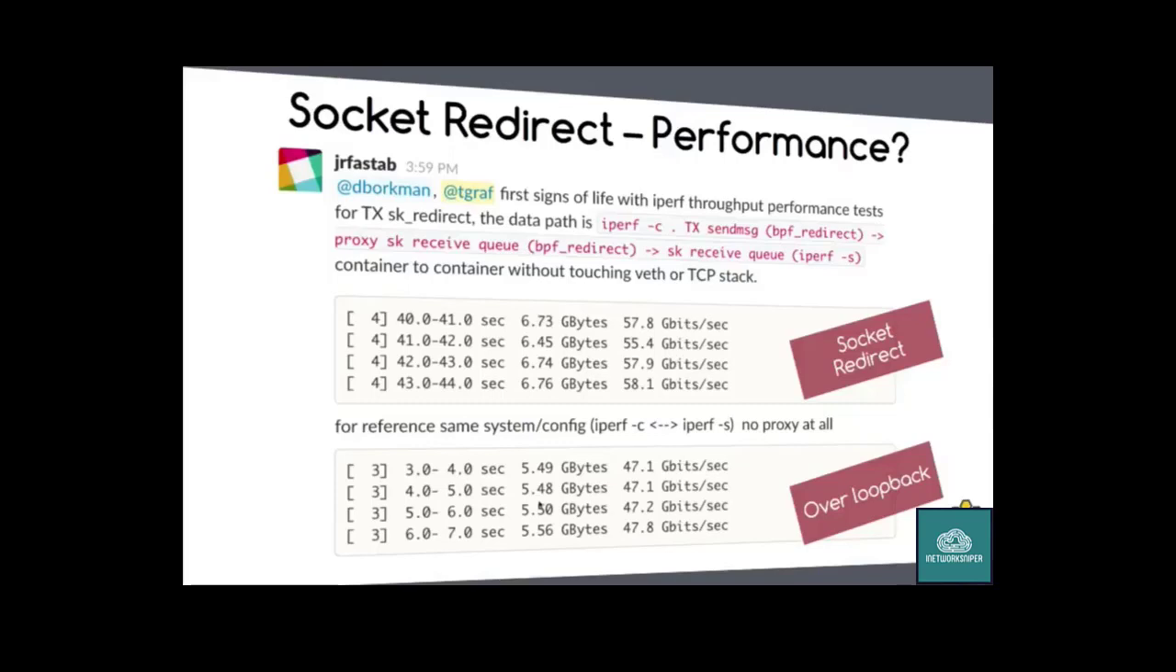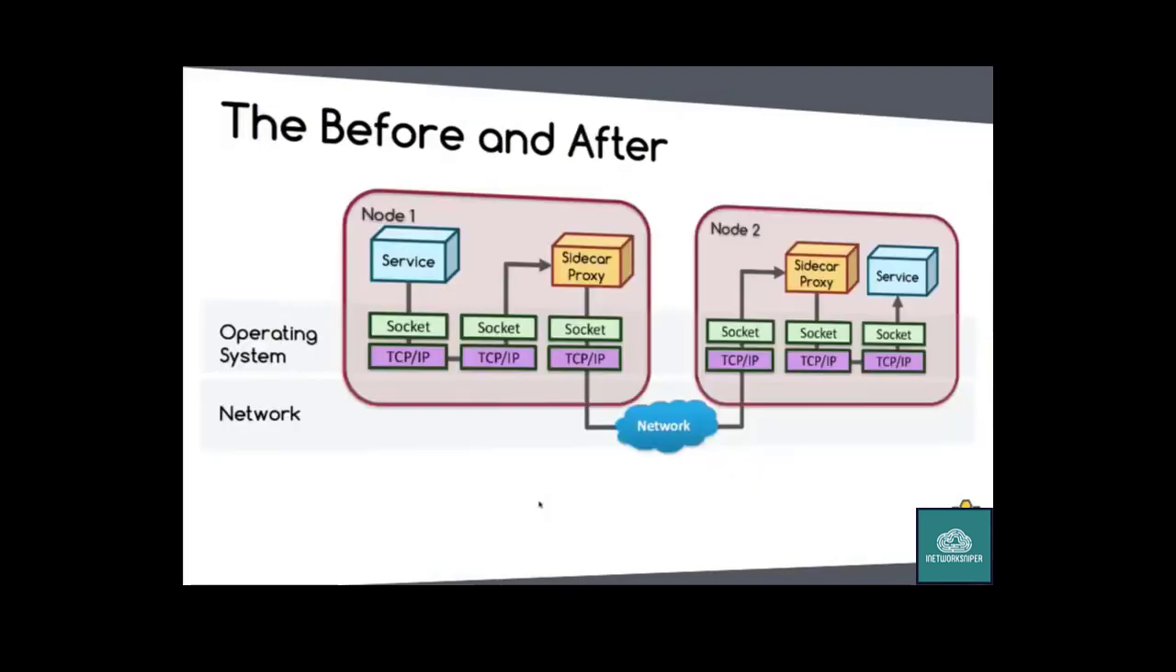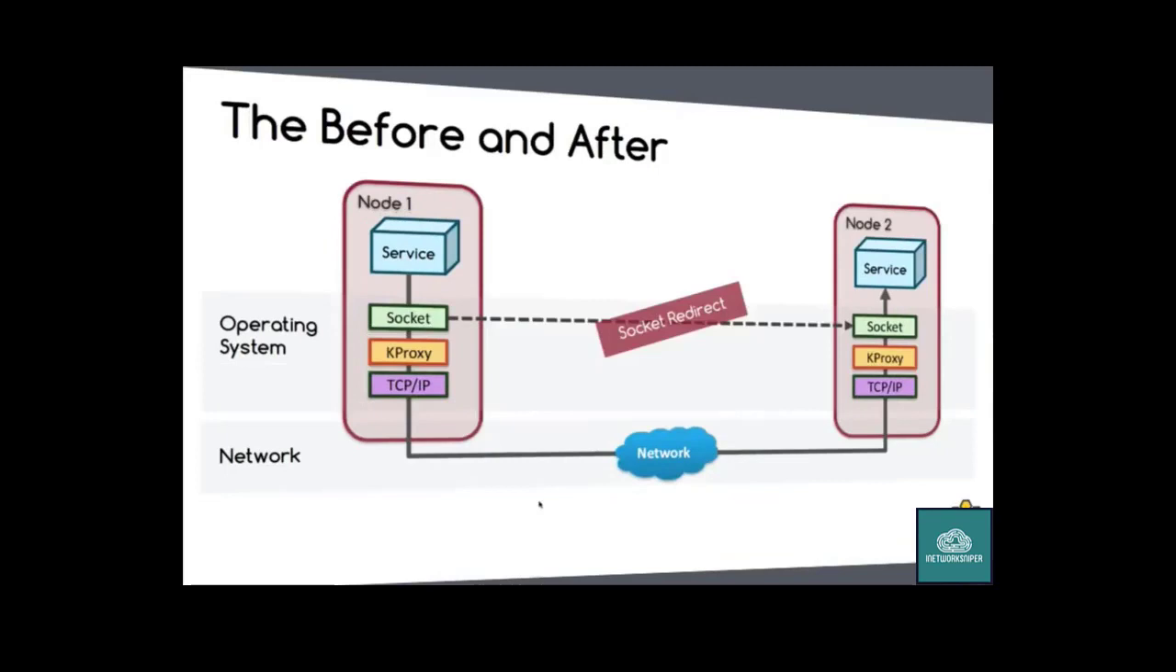The above example is socket redirect with a filter applied. We're actually faster with socket redirect because we're not going through the TCP stack. So you gain policy, you gain layer 7 functionality, and you are faster than you were before. The number in the upper box is 6.6 gigabytes per second. So the before and the after is pretty simple, right?